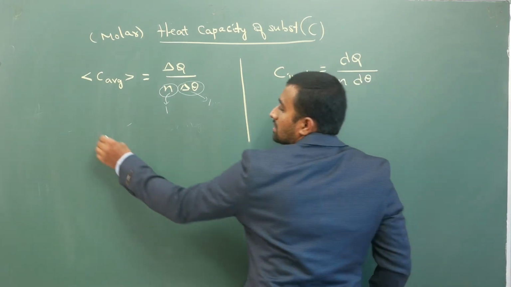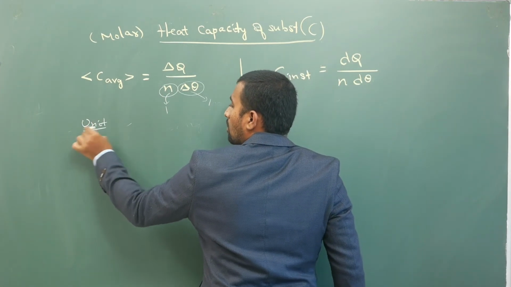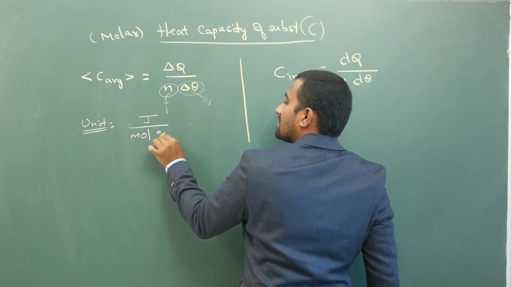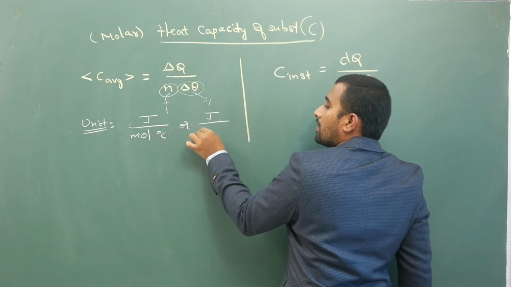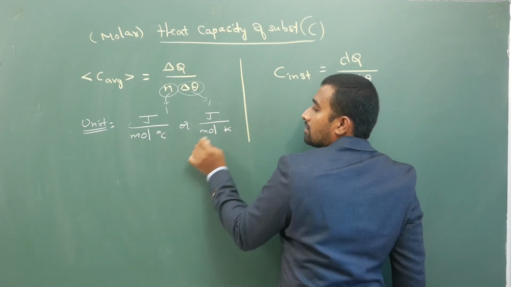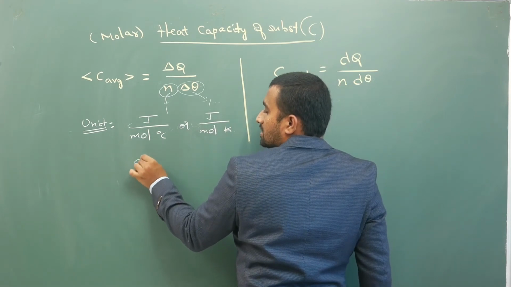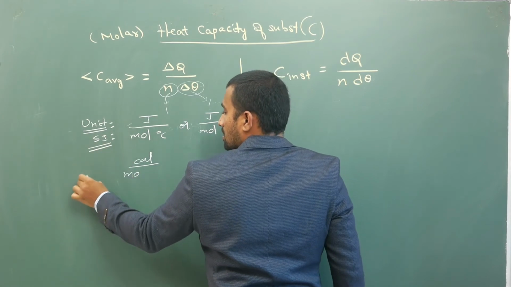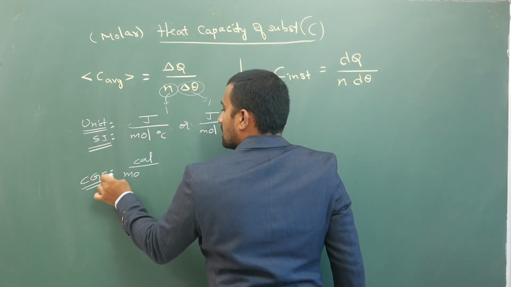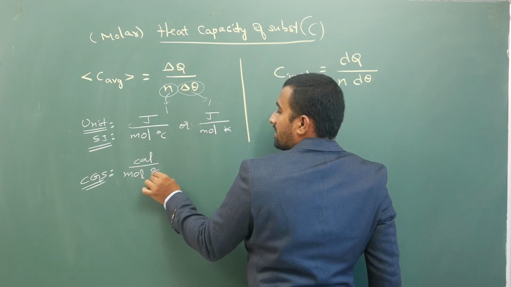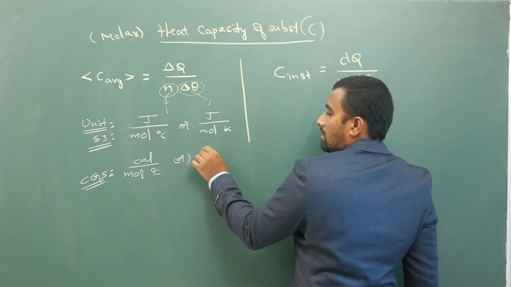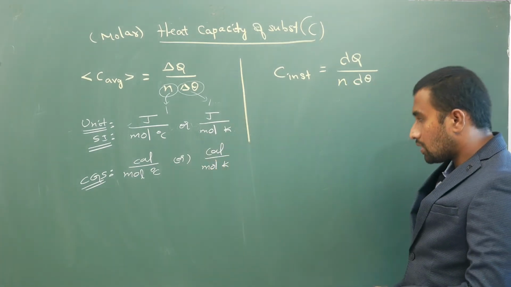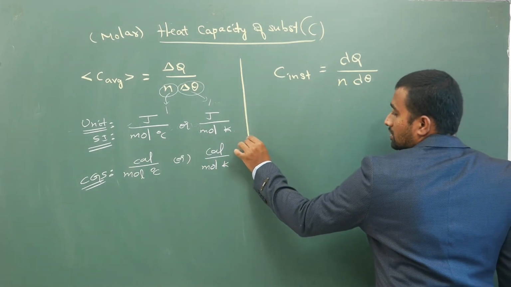The unit is going to be joule per mole degree centigrade, or joule per mole Kelvin in SI units. This is your SI unit. In CGS it is calorie per mole degree centigrade, or calorie per mole Kelvin. So that is going to be your CGS unit.